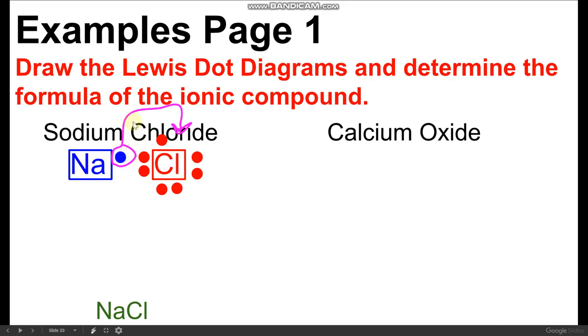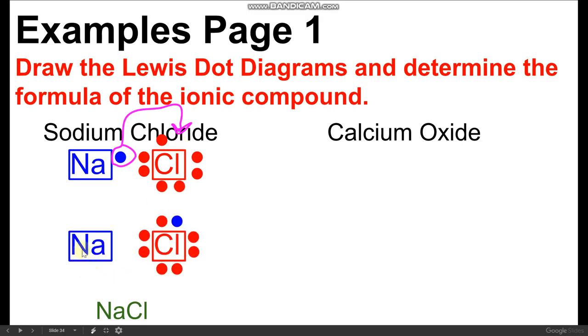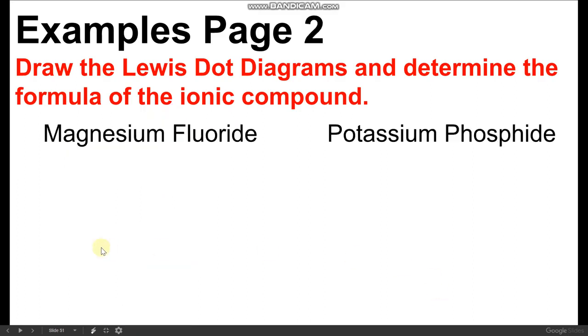Alright, then you're going to go ahead and donate this electron over here. So then when we redraw it, it'll look like this, with this 1 electron having migrated over here. Right? There's only 1 sodium atom, there's only 1 chlorine atom, so then we write the formula as NaCl. Magnesium fluoride.